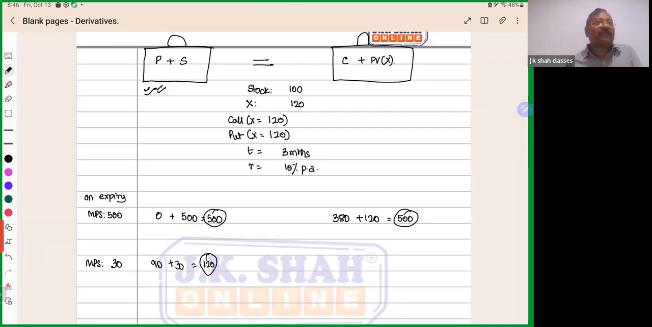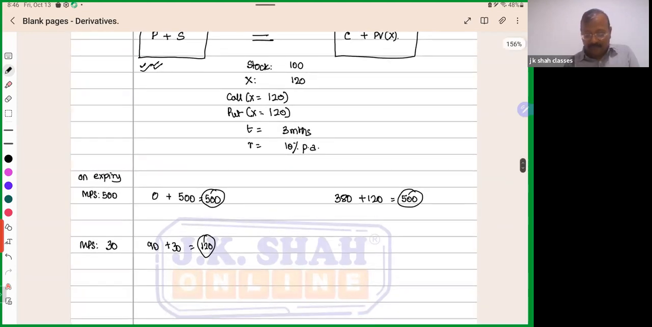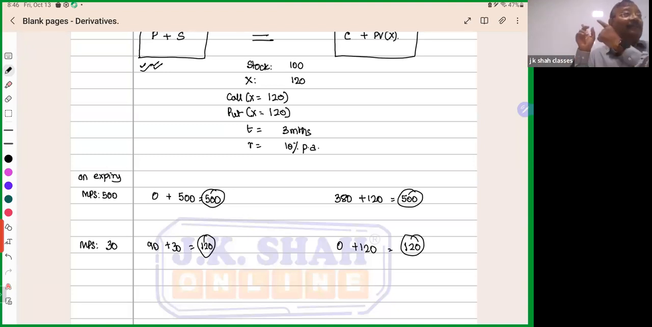Okay, now let's move to the other bag. What is it that you have? Call. Right to buy at 120. Market price 30. 0. And you invested PV of X, no? You see that? Whether the market goes up or down, both these portfolios will have the same value. But the same value is when? On expiry. So what have I proved to you? I have proved to you that these two portfolios will have the same value on expiry.